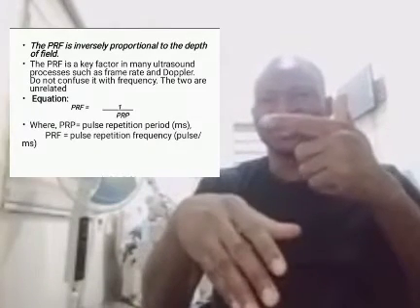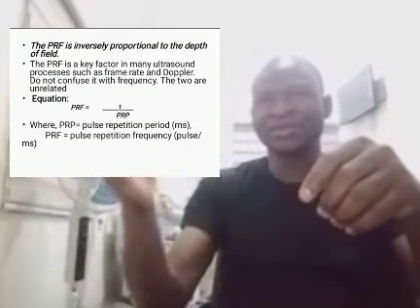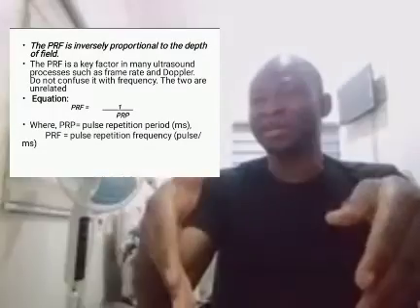So PRF is a key factor in many ultrasound processes, such as the frame rate and the Doppler. So do not confuse it with frequency, like I've said before. The two are unrelated, but it's analogous to one another. So the equation: PRF equals the inverse of PRP, which is an introduction of pulse repetition period and how it relates. We'll get to that. But in this equation, PRF, we already know what it is, pulse repetition frequency. PRP is pulse repetition period.